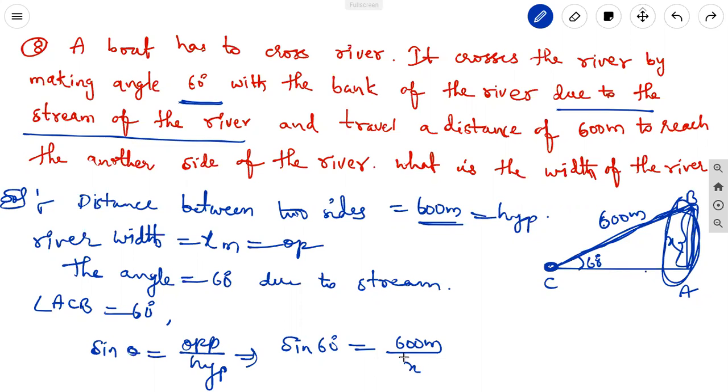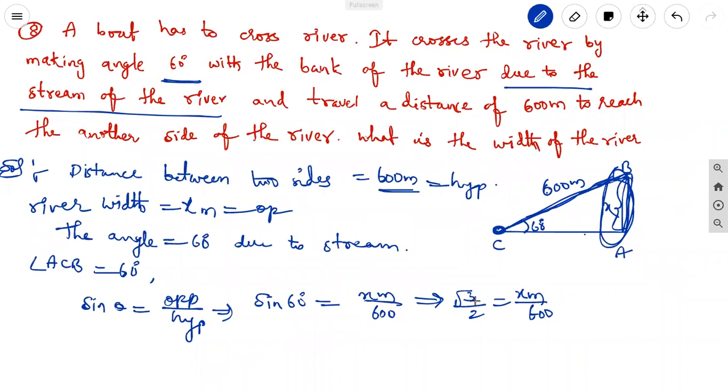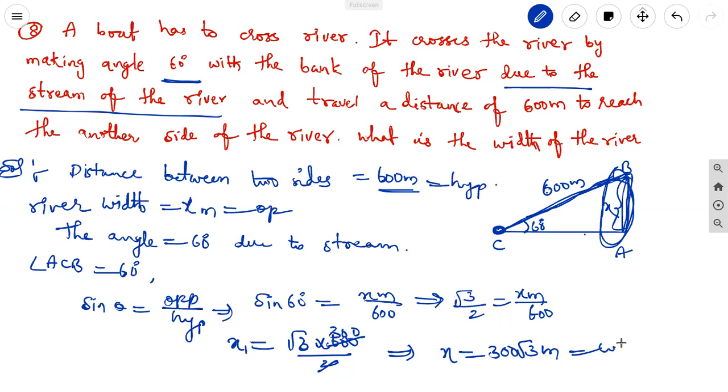From this, sine 60 equals... no, the opposite side is x meters by 600 meters. So here the sine 60 value is root 3 by 2, equal to x meters by 600. From this, x is equal to root 3 into 600 by 2. 2 ones are 2, 300s are 300. So x equals 300 root 3 meters. This is equal to the width of the river.